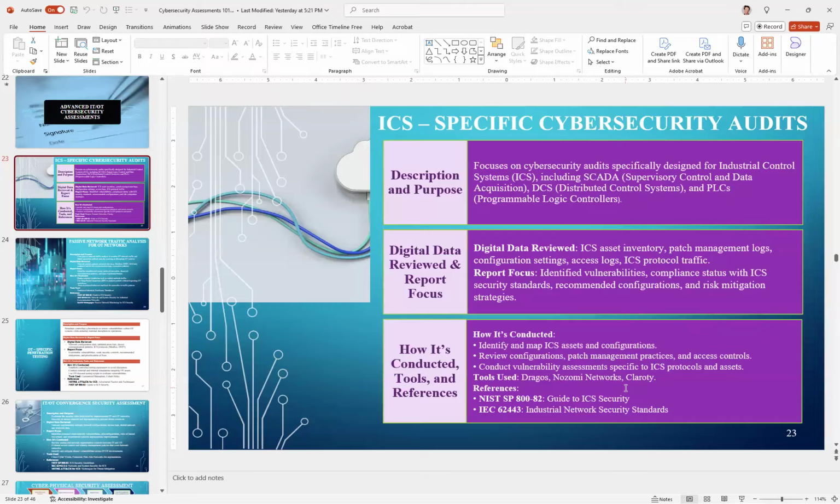It is done by identifying and mapping ICS assets and configurations, any review of configurations, the patch management practices used, and any access controls. You conduct vulnerability assessments specific to ICS protocols and assets. The tools I found that were used were Dragos, Nozomi Networks, and Claroty. References were NIST 800-82, a guide to ICS security, and IEC 62443, which is the ISA standard.